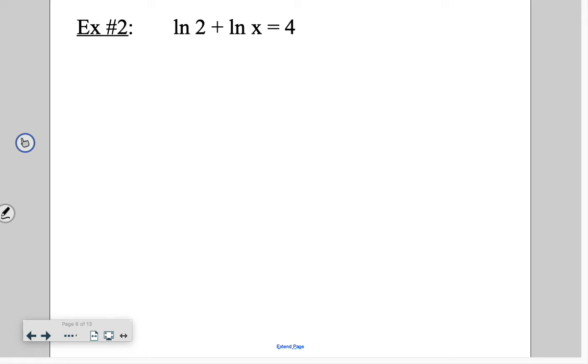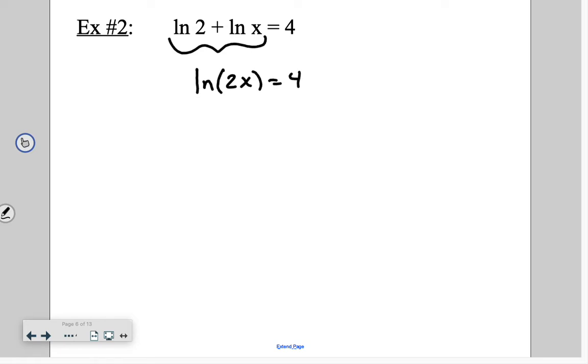What do you think we should do first? Make this simpler. How do we make this simpler? Condense. You've got 2 logs on the same side. Condense them into 1. So if I put these 2 logs together, since we're adding the logs, that means we multiply the arguments. So this becomes the natural log of 2x equal to 4.